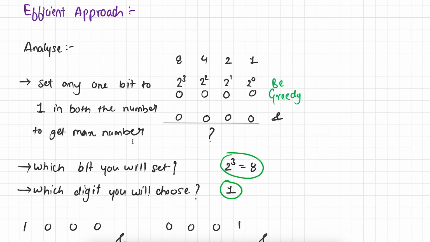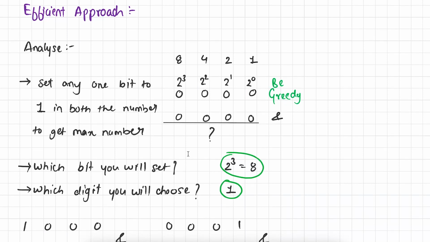So before I talk about the efficient approach, let's analyze something. Let's say I give you two numbers and these two numbers are by default 0. And I give you a choice that you have to set one bit in each number, so that if I do bitwise AND of both the numbers, I get the maximum number. Okay. So which bit are you going to set and which digit will you choose, 0 or 1?